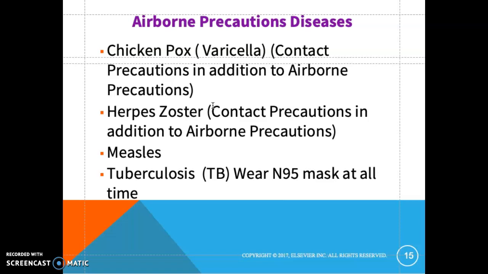tuberculosis. As we know, for tuberculosis, we have to wear an N95 mask at all times for patients with tuberculosis. If the patient has active TB, the patient is also placed in a negative pressure room, and also cohorting patients with similar types of diseases.